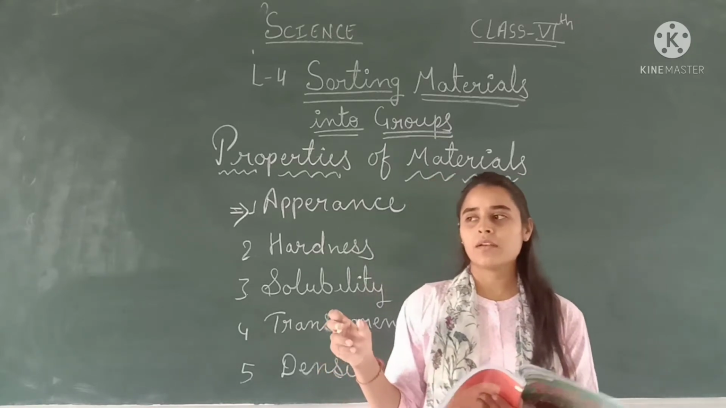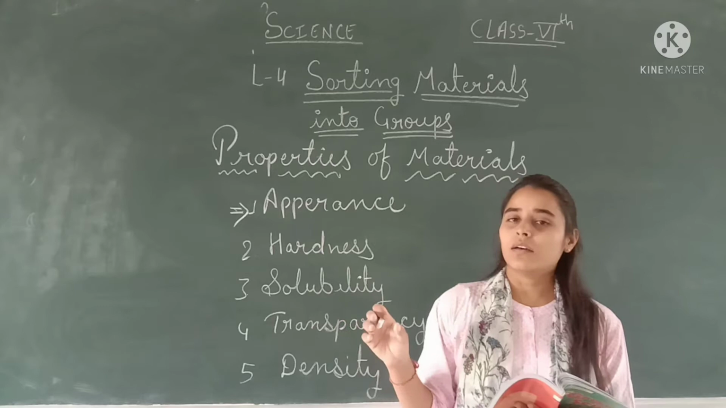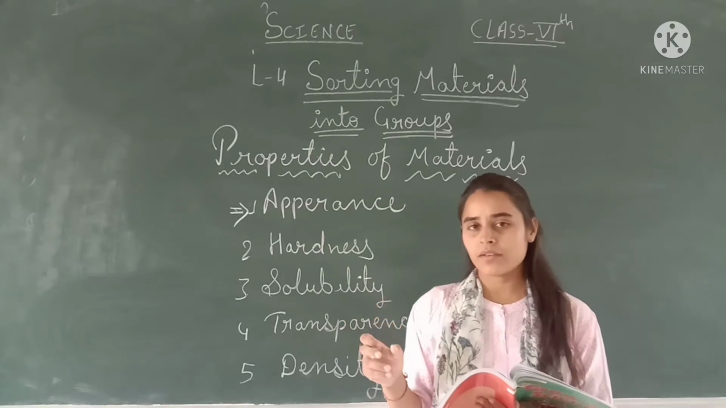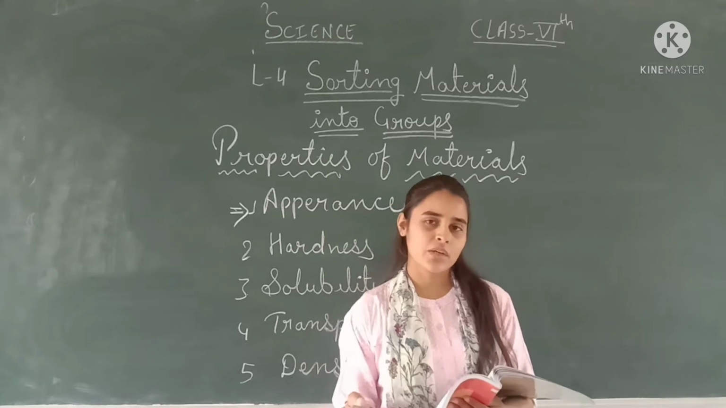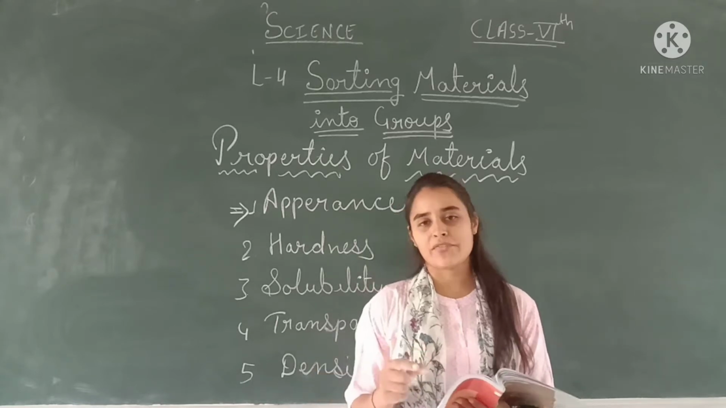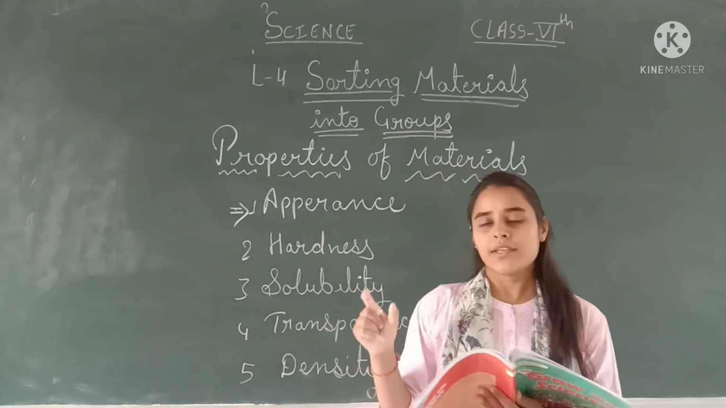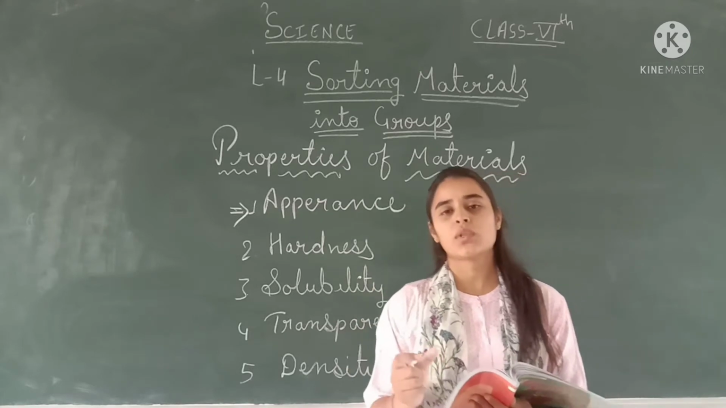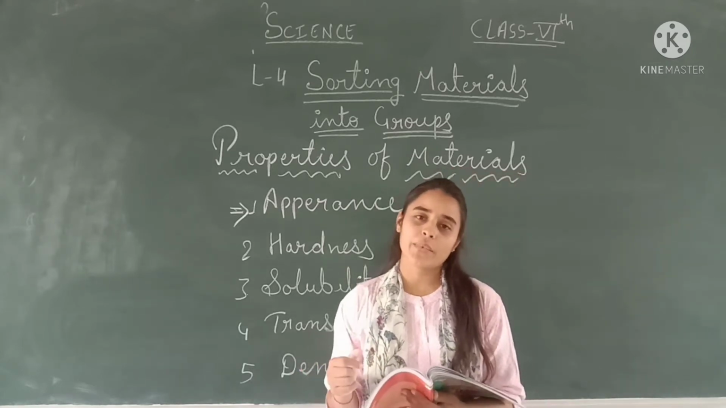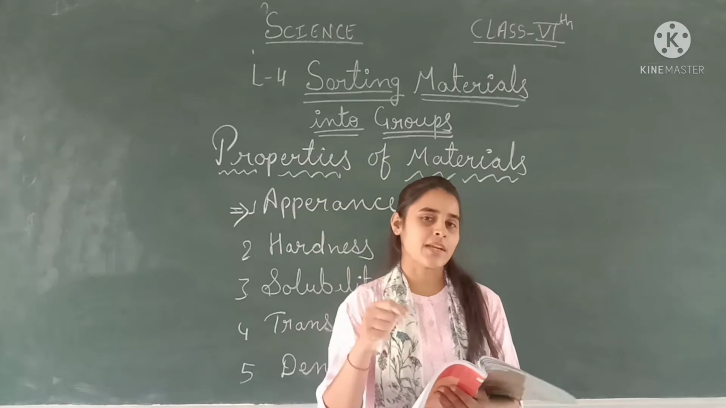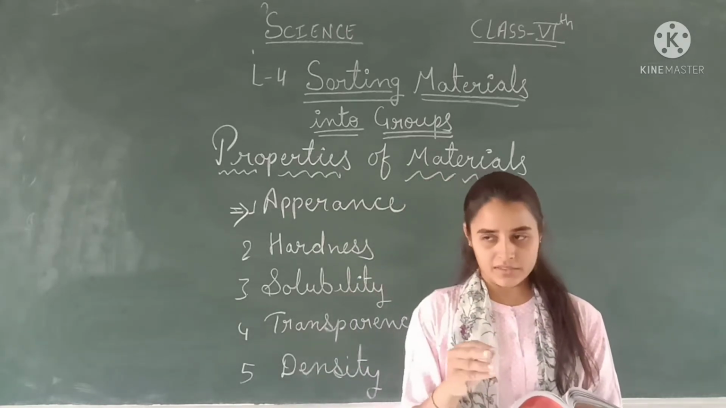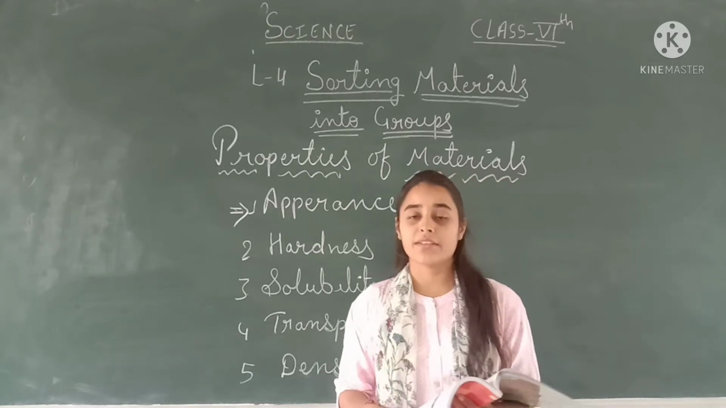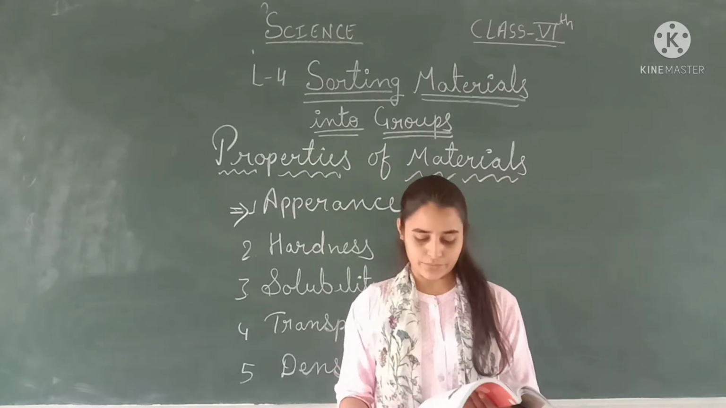When we keep iron in the open for some time, what will happen? The iron rusts. Why? What is the rusting of iron? Iron, Fe, reacts with oxygen. Air contains oxygen, and iron reacts with oxygen to form ferrous oxide, the reddish substance. This ferrous oxide accumulates on the iron and slowly destroys it. This process is the rusting of iron.